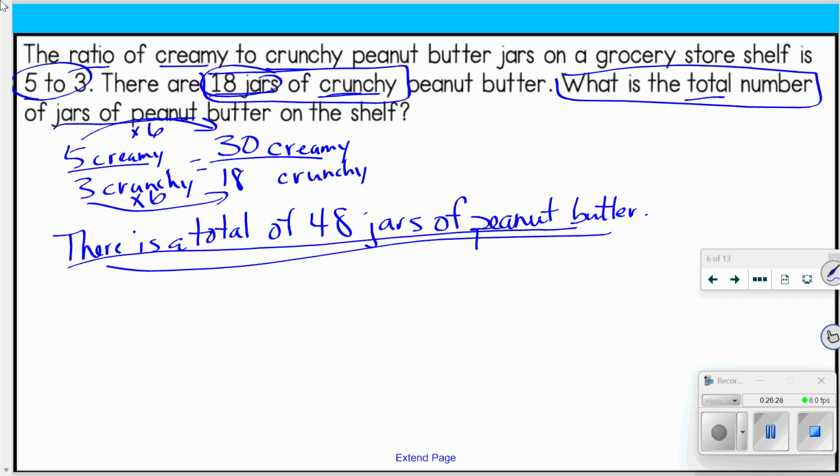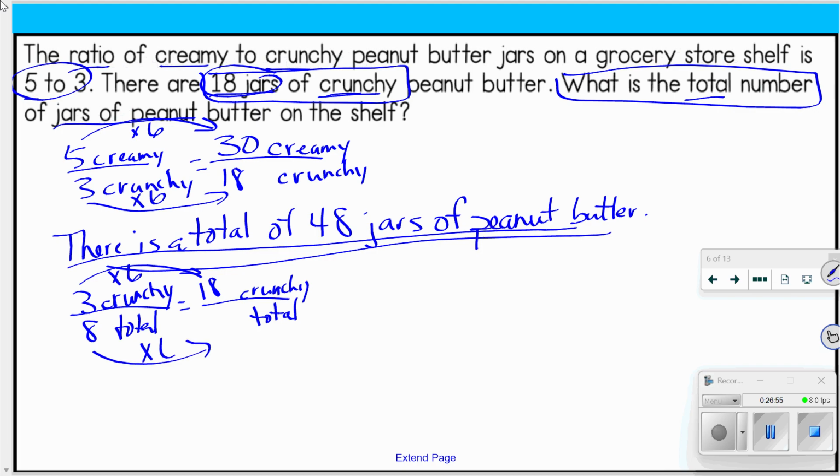Yeah. Could I have said, oh, that's 3 crunchy to 8 total? Could I have done that? Yeah. Then could I have said, okay, well, it's crunchy to total, because I always put in my labels first, and now I know it's 18 crunchy. How do I go 3 to 18? So, could I get right to the total? Did I have to do it this way?